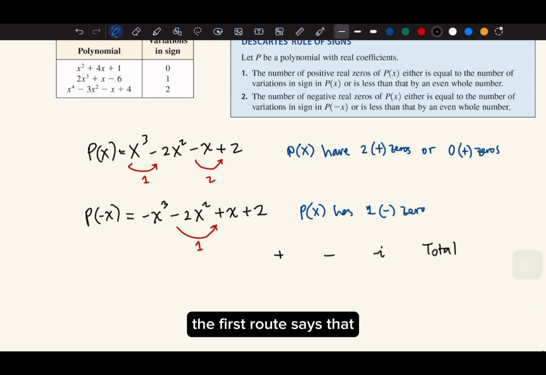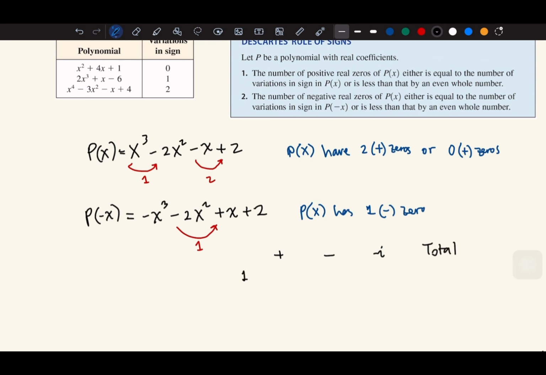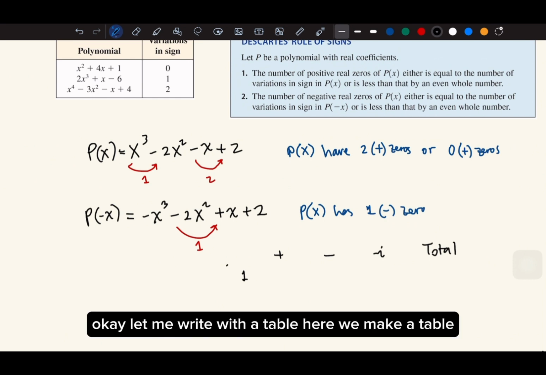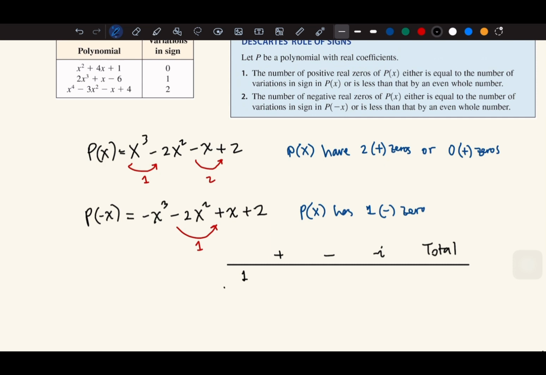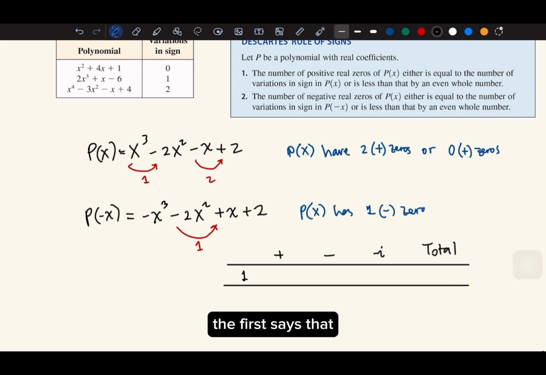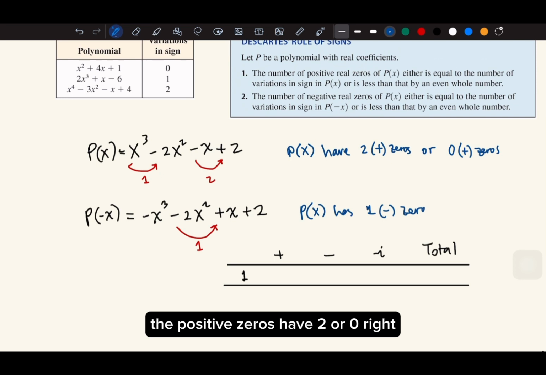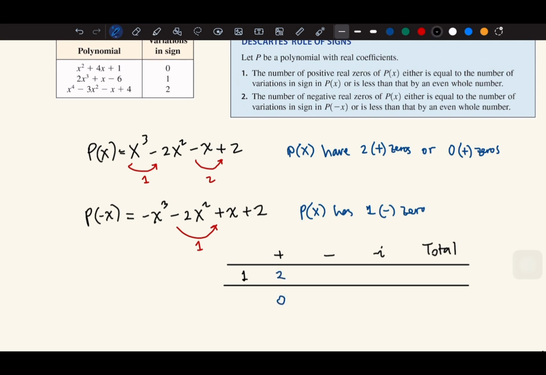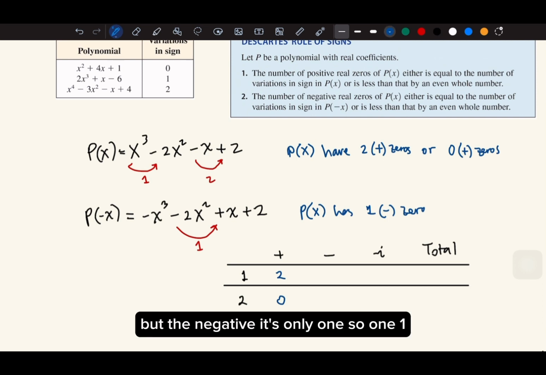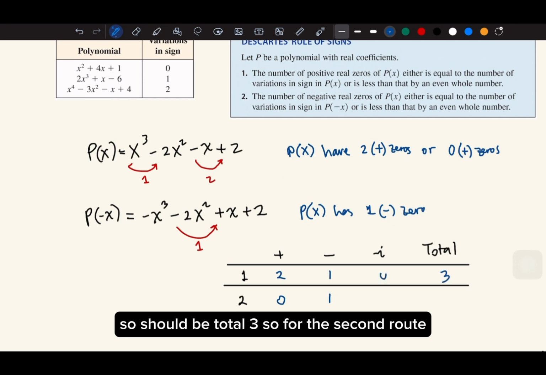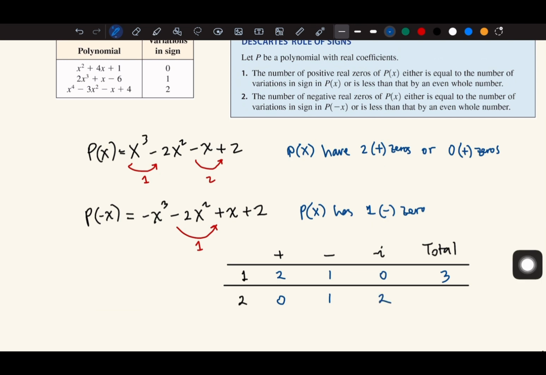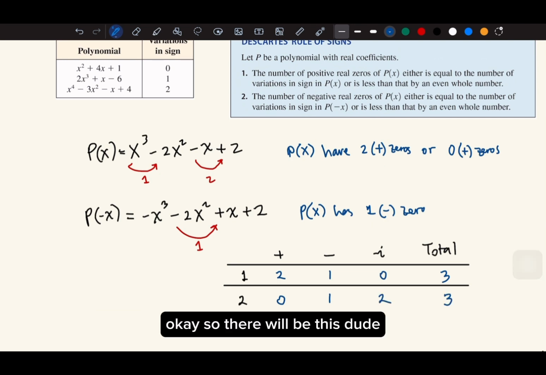If we want to make a conclusion from this Descartes' rule, let me write a table here. The first case says the positive zeros are 2 or 0, right? So we have two roots. But the negative is only 1, so 1, 1. It is a cubic, so it should have 3 solutions, a total of 3. So for the second case, maybe there will be imaginary numbers, complex ones.